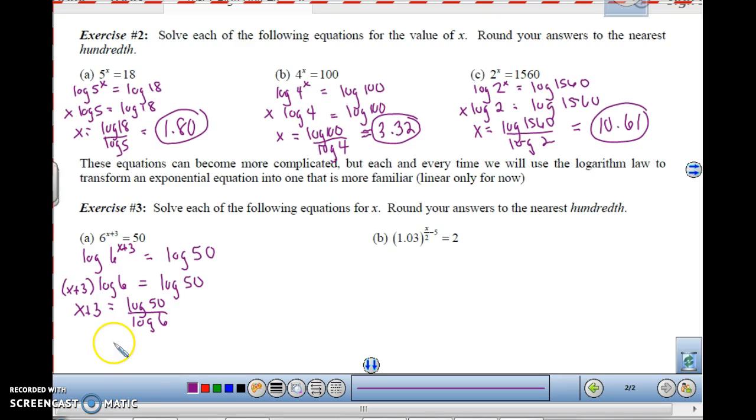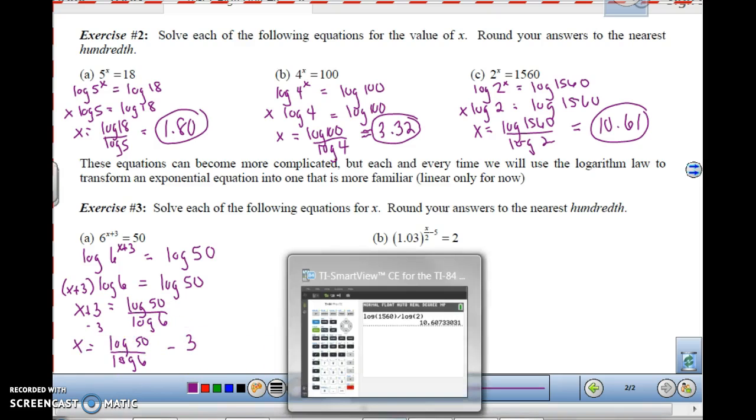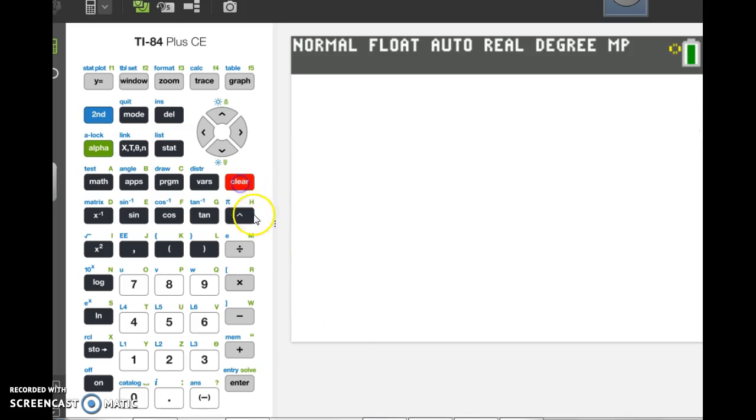And then how do I get the x by itself? I have to move the 3. Well, I'd subtract the 3 on both sides. So x is equal to the log of 50 divided by the log of 6 minus 3. All right, now, when I put this in my calculator, I've got to put this entire thing in. So I can even make it look like what's on the calculator.